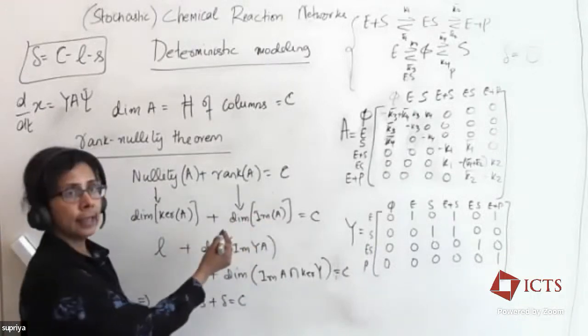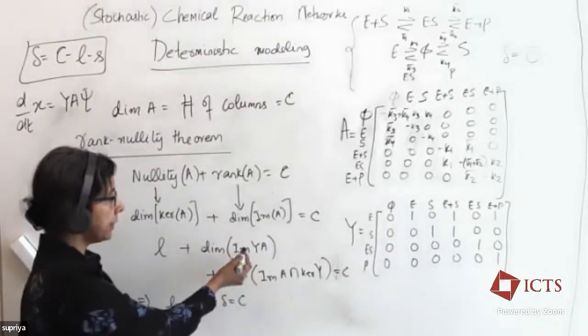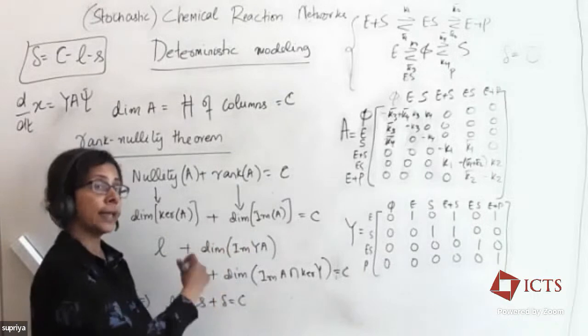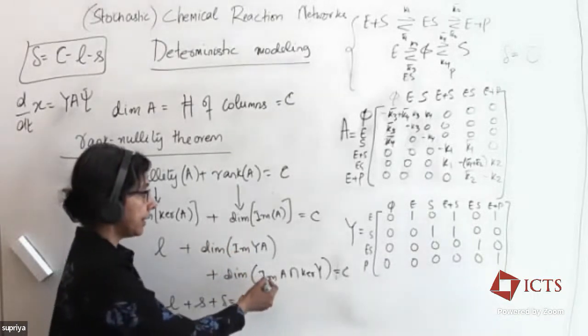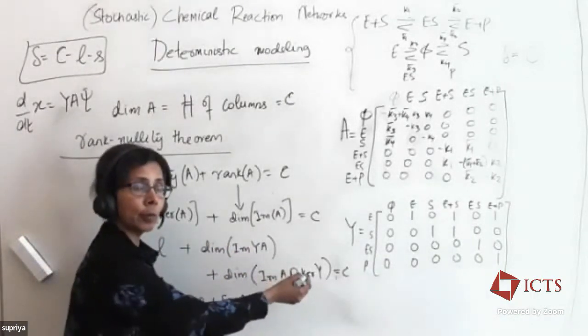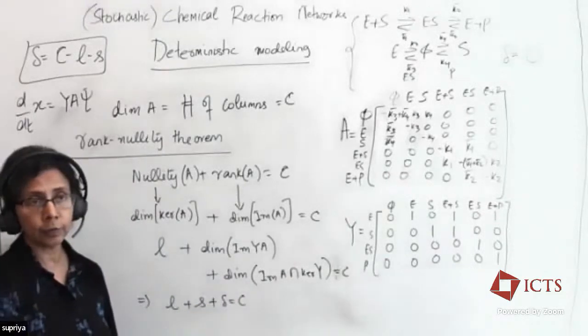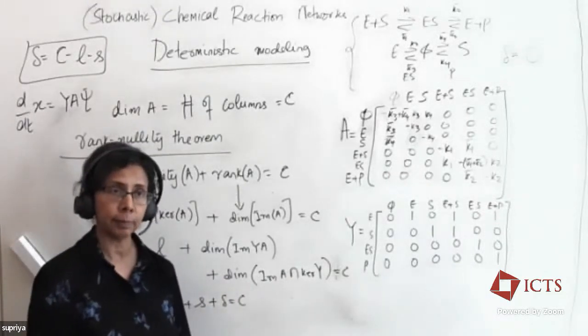The image of A can lead to vectors which either lie in the dimension of the image of YA itself, or lie in the image of A but in the kernel of Y, which means that Y killed it. So if you think of it, those are the only 2 things that could happen to that vector.